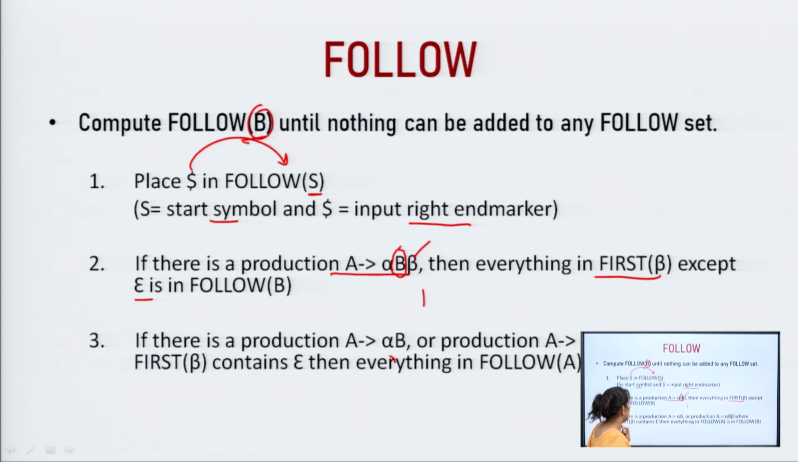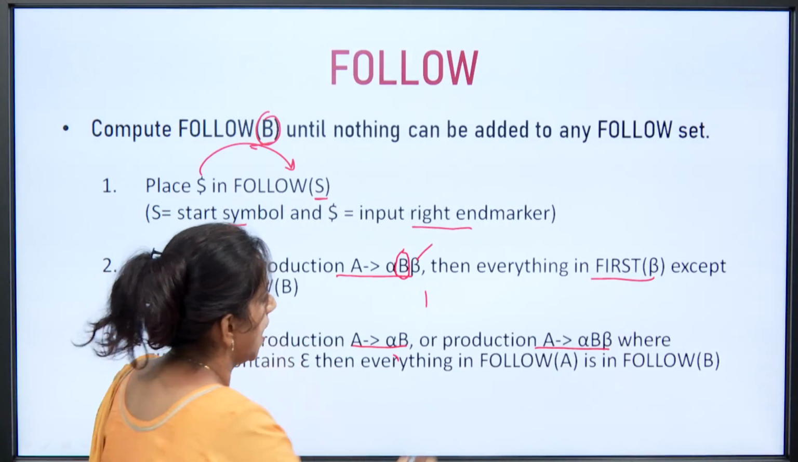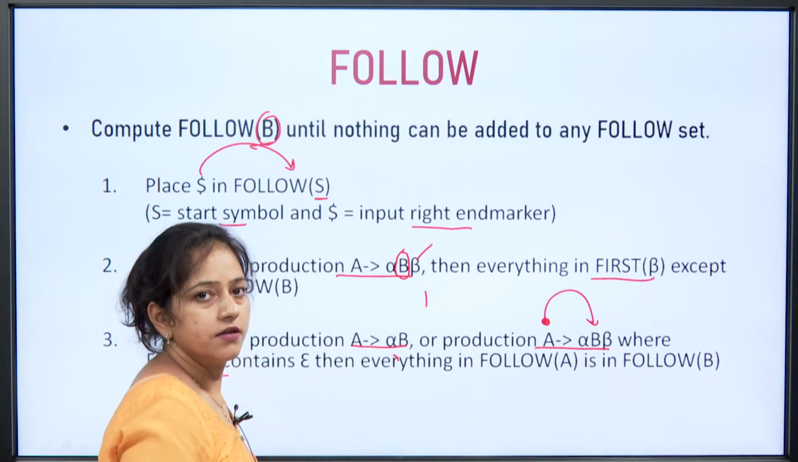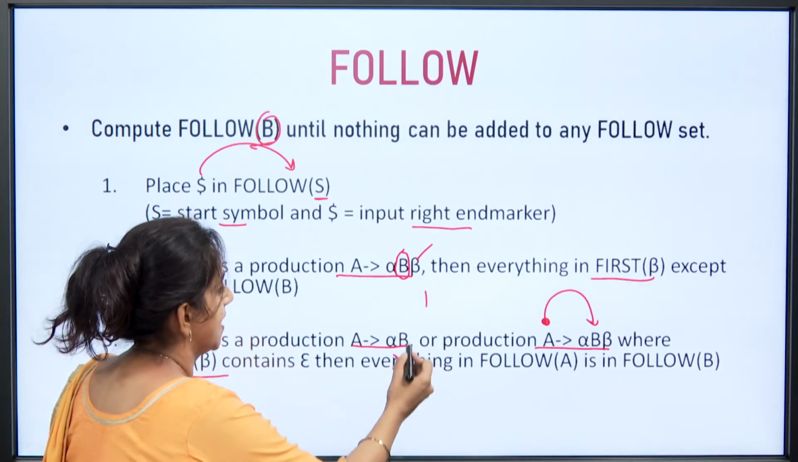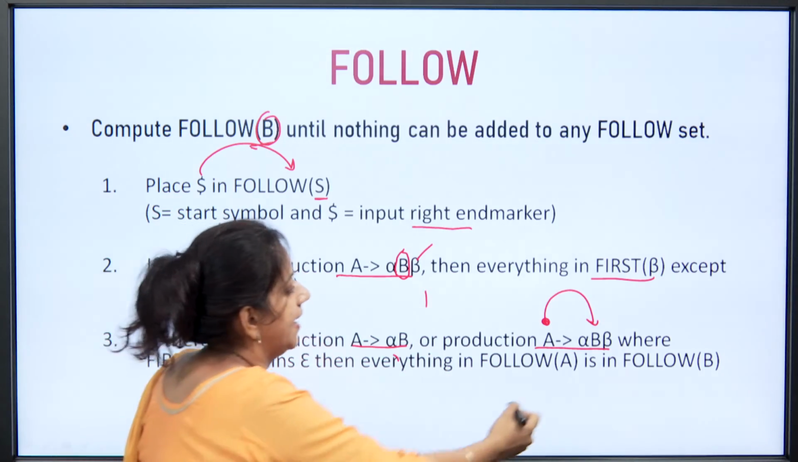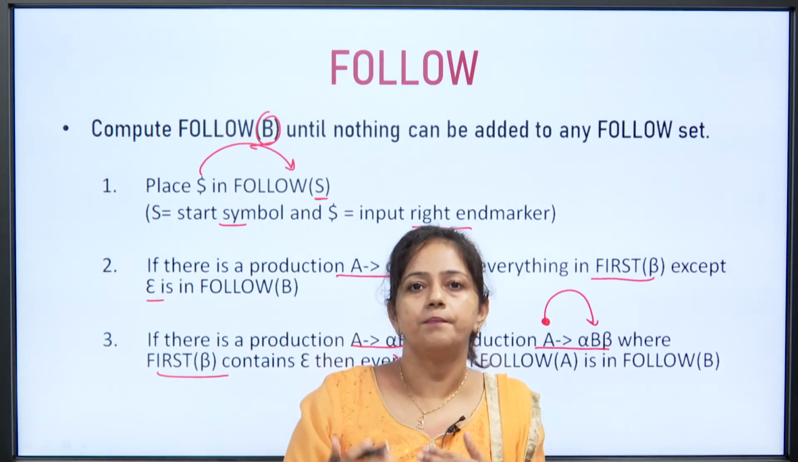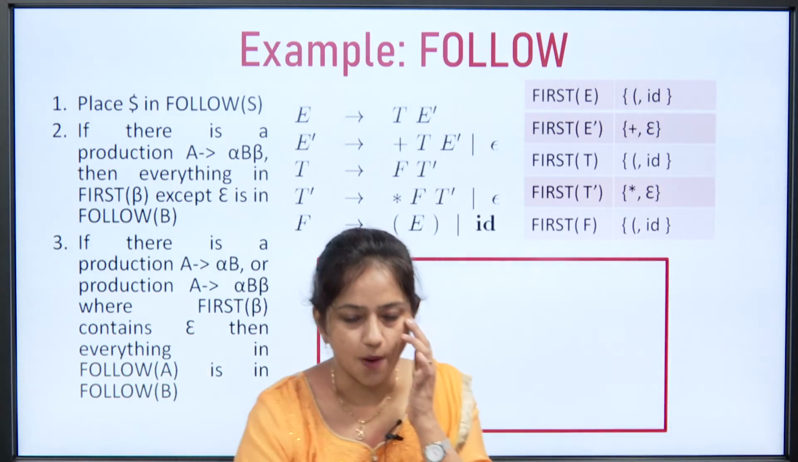Now, the third case: if the production is of the form A to alpha B, or A to alpha B beta where beta derives epsilon in 0 or more steps, that is, first of beta contains null, then everything in follow of A will be added in follow of B. That applies provided the production has this form, meaning after B there is nothing, or if there is beta, then first of beta contains epsilon. So these are the steps for obtaining the follow.